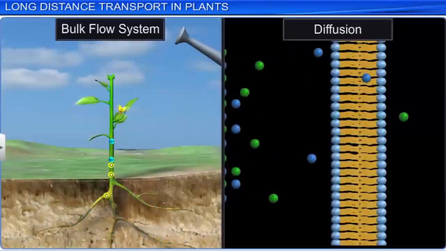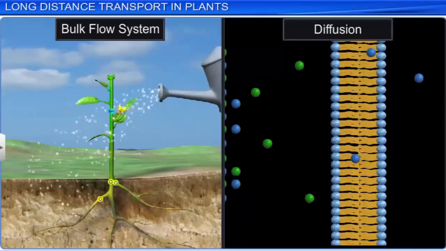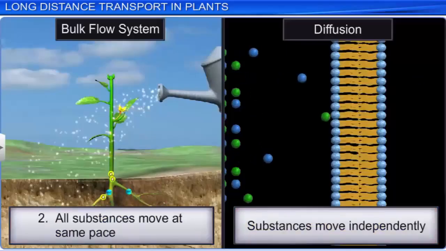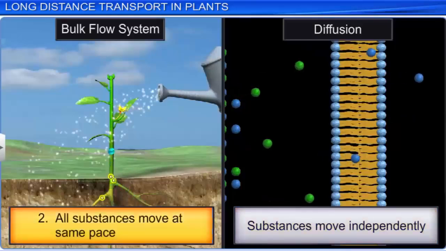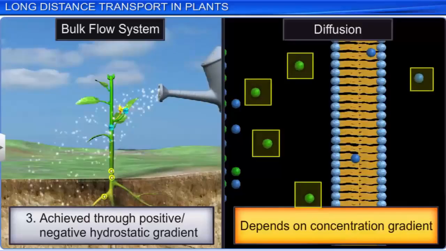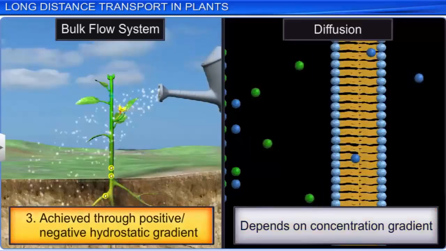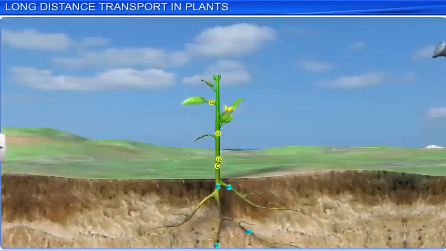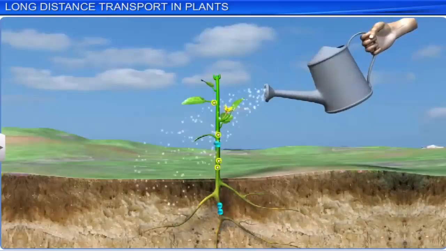To conclude, the bulk flow system differs from diffusion in 3 ways. First, it transports substances across long distances in plants, unlike diffusion. Second, unlike diffusion, in which substances move independently, the bulk flow system moves all substances at the same pace. Third, diffusion depends on a concentration gradient, while the bulk flow system is achieved through a positive or negative hydrostatic gradient. Therefore, long-distance travel in plants is carried out by a bulk flow system in the plant's vascular bundles consisting of xylem and phloem.